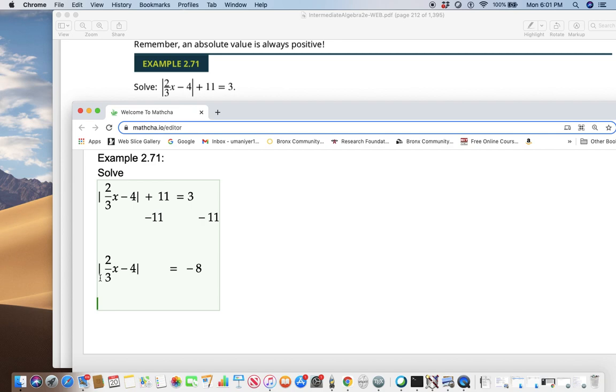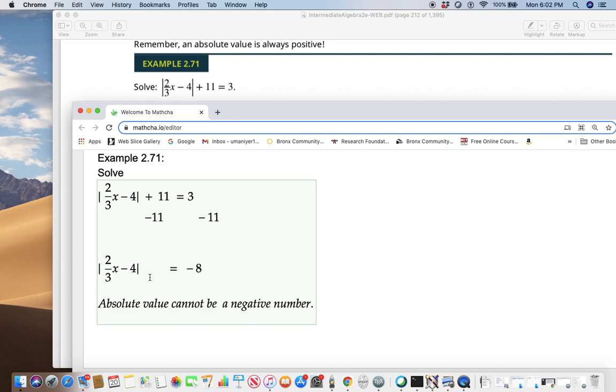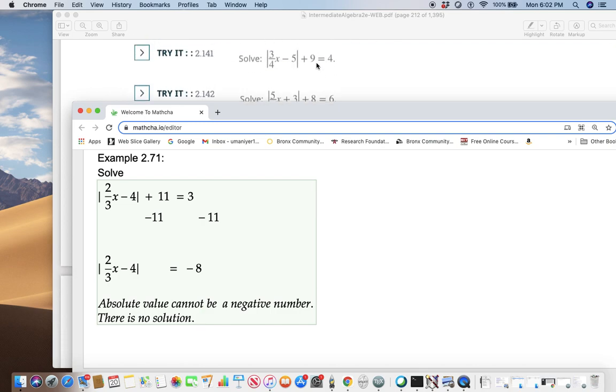Notice, absolute value of anything is greater than or equal to 0. It cannot be -8. So, absolute value cannot be a negative number. So what does that mean? The question is not correct. What does that mean? There is no solution. That is the answer. Okay, let's try a few more.